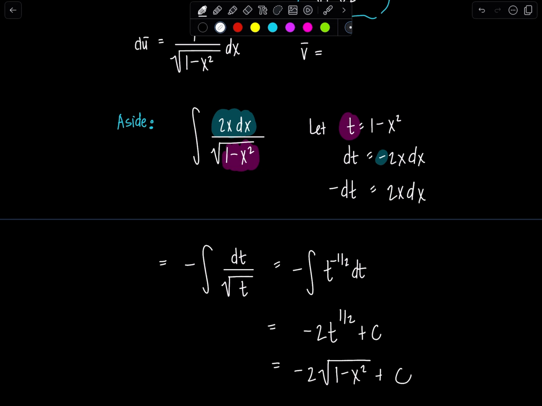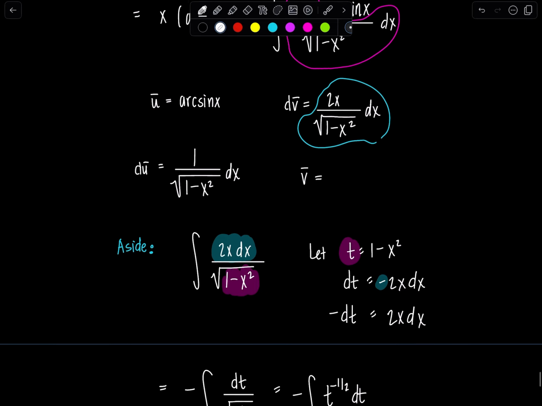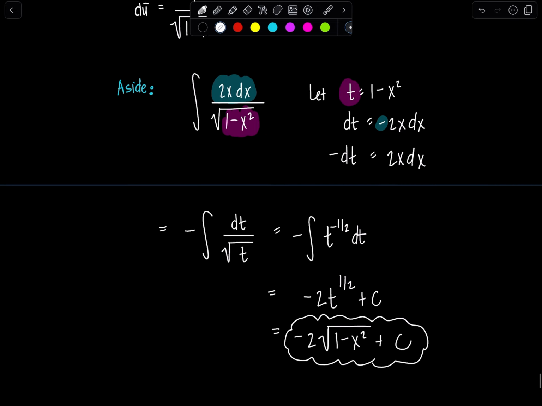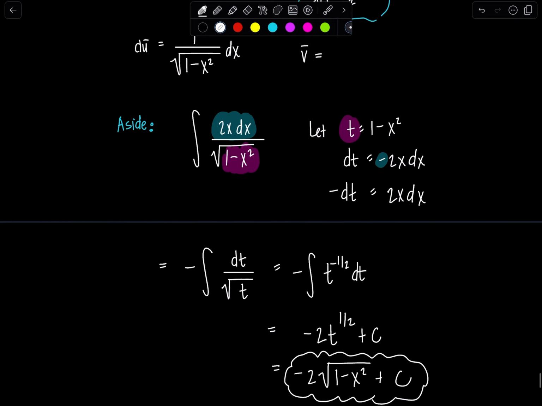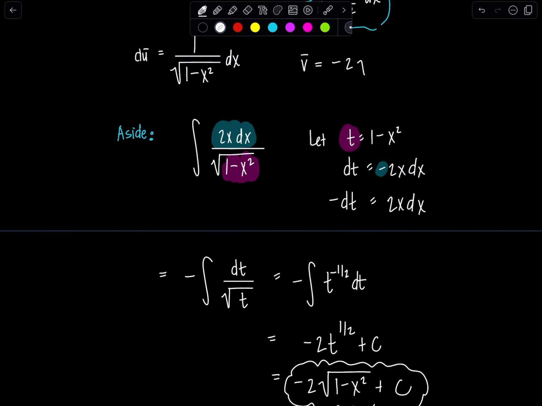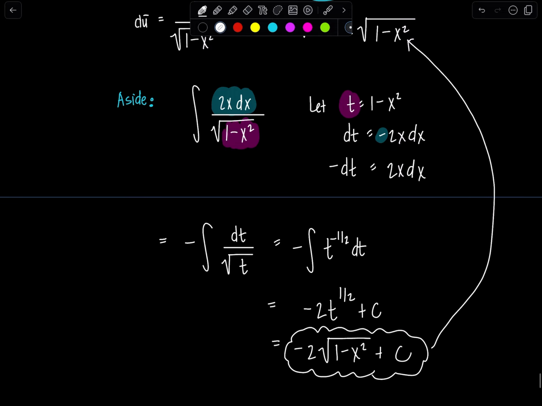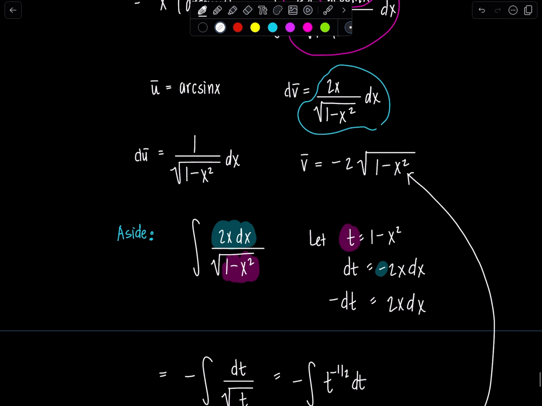Okay, at long last, what was the point of that? Did you lose track of what we were doing? We were trying to find v bar. This is the antiderivative of dv bar, so we don't put the plus c when we do integration by parts and find v bar. So I'm just going to write negative 2 radical 1 minus x squared. Okay, how are we doing? We're in the home stretch.